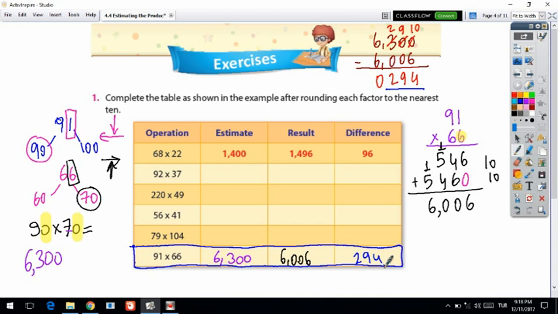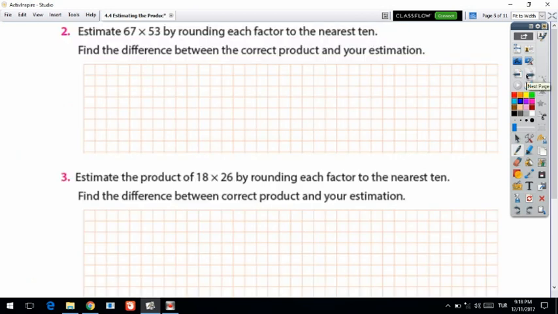Okay, easy guys. Now let's continue to solve the question. So we have on the same page, question 2 and question 3. Actually they are the same kind, because of that I will solve one of them. Maybe everyone says, teacher, solve the last one, because the last one every time is very hard for us. Okay, now I will solve the last question, that is 3. Estimate the product of 18 by 26 by rounding each factor to the nearest 10. So find the difference. Again, we find the difference between the correct product and your estimation.